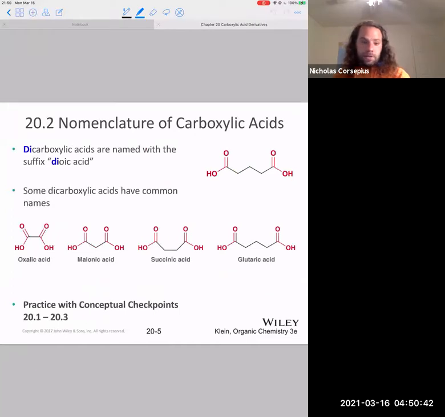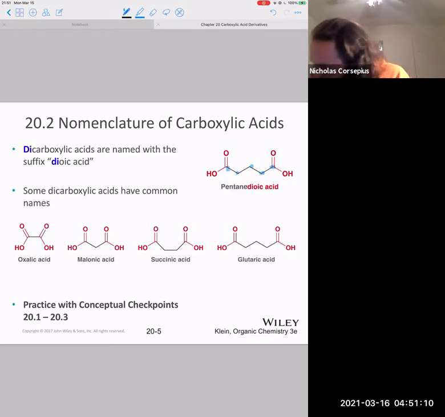Dioic acids, or dicarboxylic acids. So kind of what we would expect, right? Similar to aldehydes, they both have to be at the terminal end, so we don't actually have to specify the location. We just have to count 1, 2, 3, 4, 5, and figure out how many carbons we have in our parent chain. Again, this would be, instead of just pentandioic acid, it's pentane dioic acid.